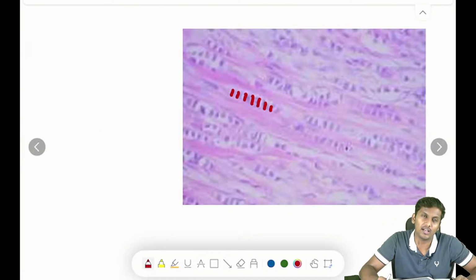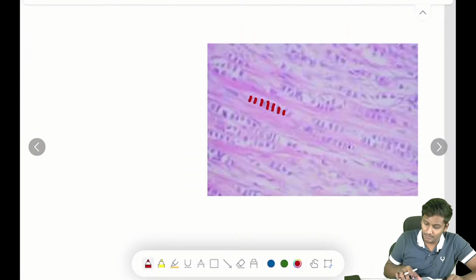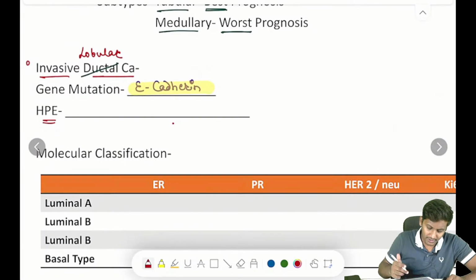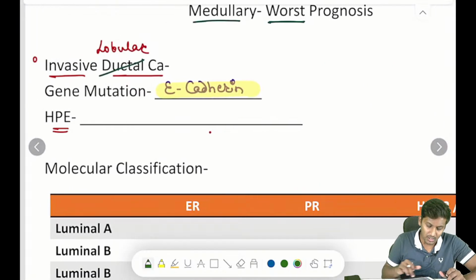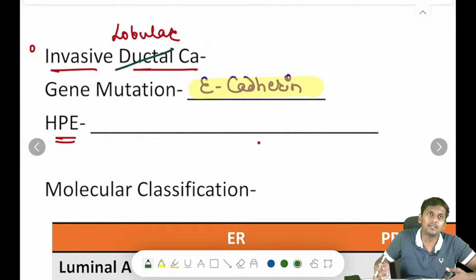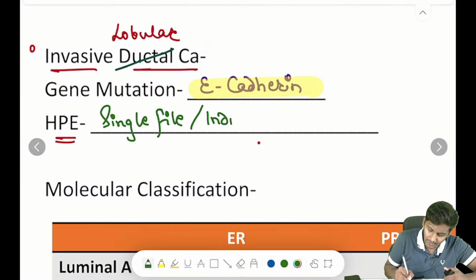Therefore, this is classically called the Indian file pattern or the single file pattern. Please remember, बच्चे, that on histopathological examination in a patient of invasive lobular carcinoma, an image has also come in the examination, and a direct question has also come. How does the histopathological examination look like? It is called the single file pattern. It is known as the single file or the Indian file pattern.